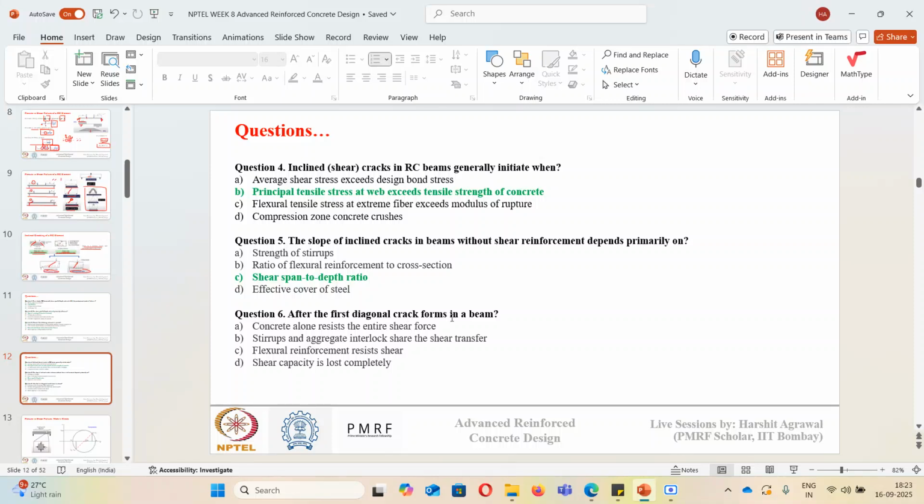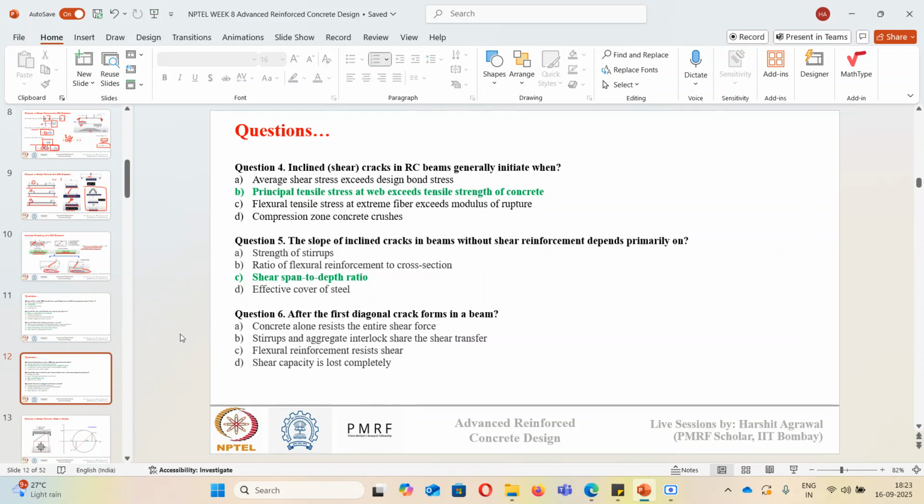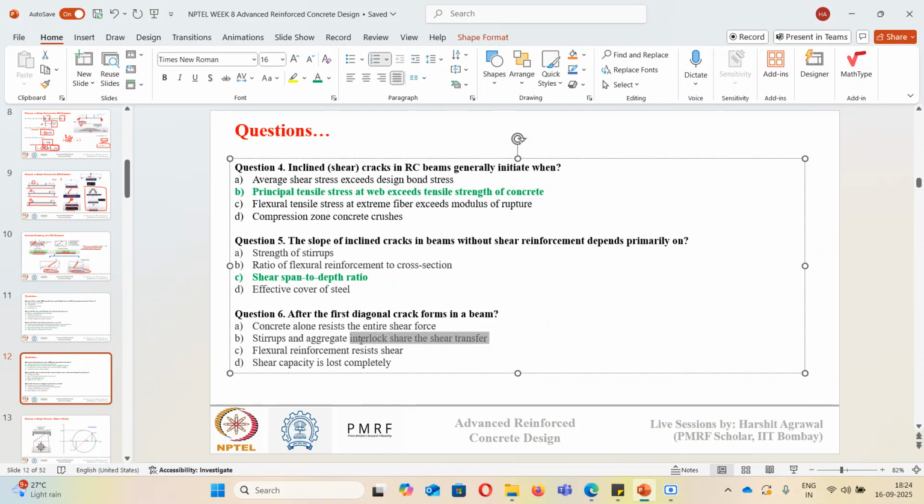After the first diagonal crack forms in the beam, just try to complete this statement. What will happen after the first diagonal crack forms in the beam? Suppose a small diagonal crack has formed in the beam. Now, what will be the response of the reinforced concrete beam to that crack? What will resist the crack from growing further? Stirrups and aggregate interlock. Yes.